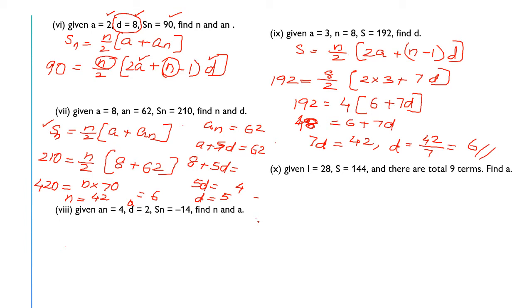Tenth question, how will we do? Given L equal to 8. What is L here? What do you mean by L? That is AN, the last term. AN is equal to 28. S equal to 144. There are total 9 terms.